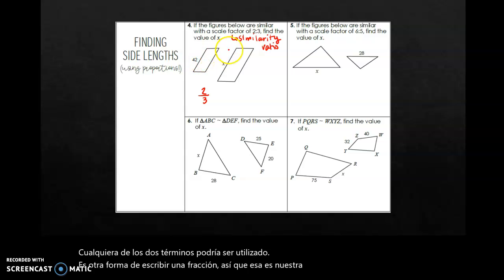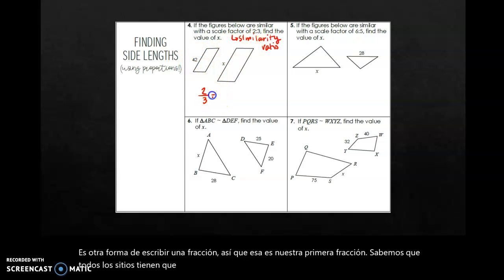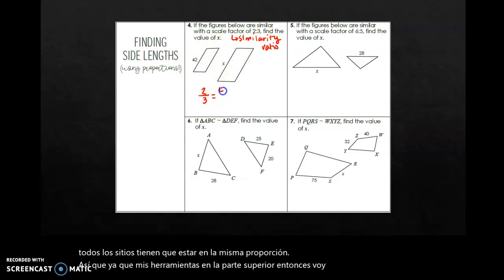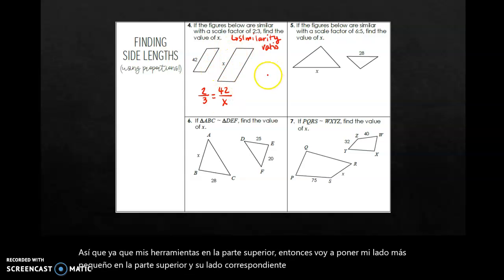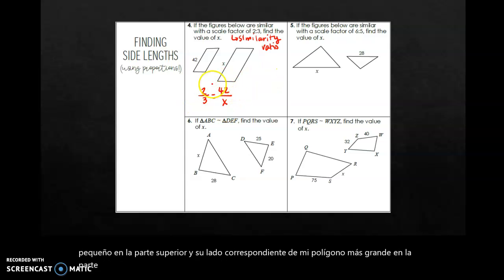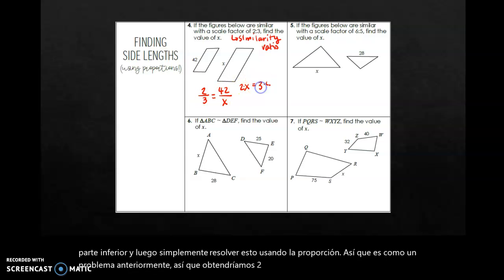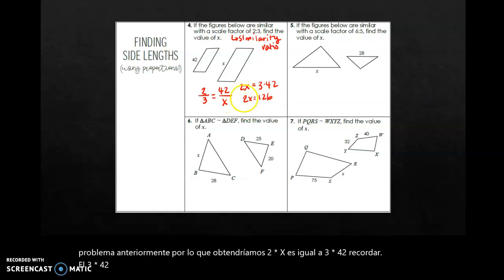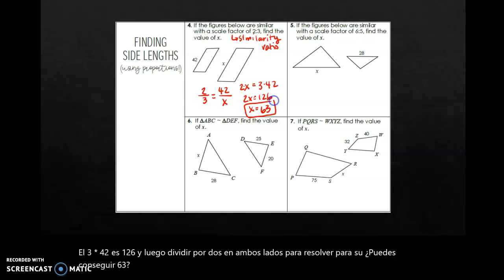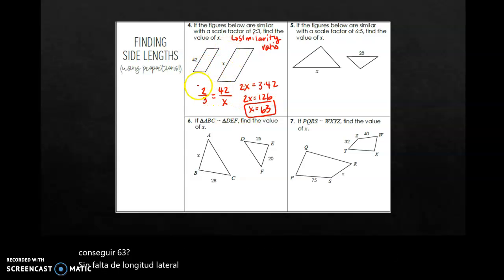We know that all of the sides have to be in that same ratio. So since my 2 is on top, I'm going to put my smaller side on top and its corresponding side of my bigger polygon on the bottom. And then we just solve this using proportions, just like a problem previously. So we would get 2 times x is equal to 3 times 42. 3 times 42 is 126, and then divide by 2 on both sides to solve for x, and you get 63. So that missing side length is 63. We solved it because sides of similar polygons are proportional, so we just use a proportion.